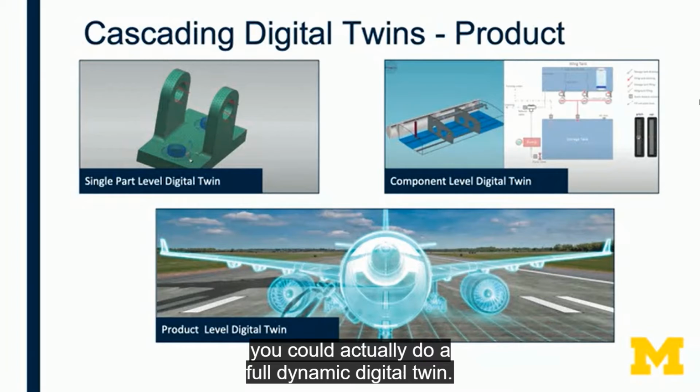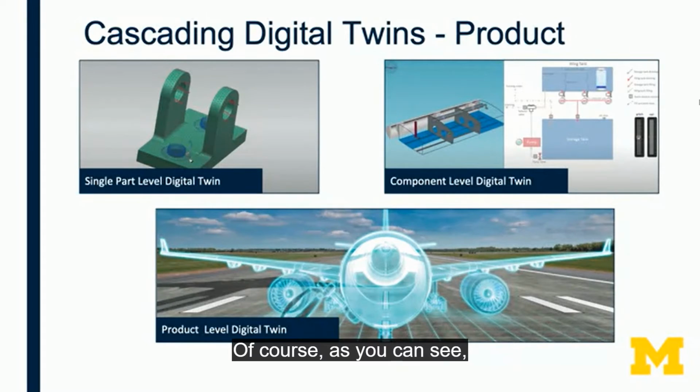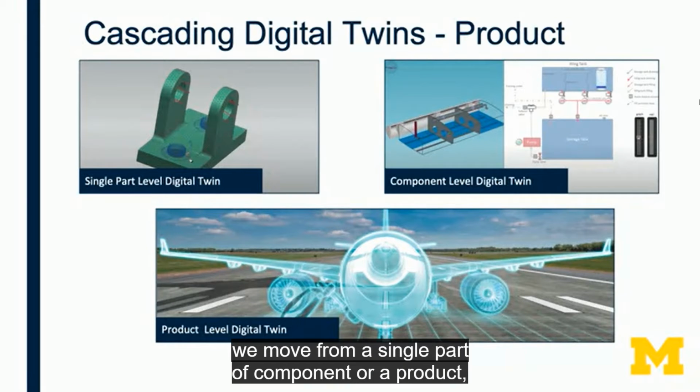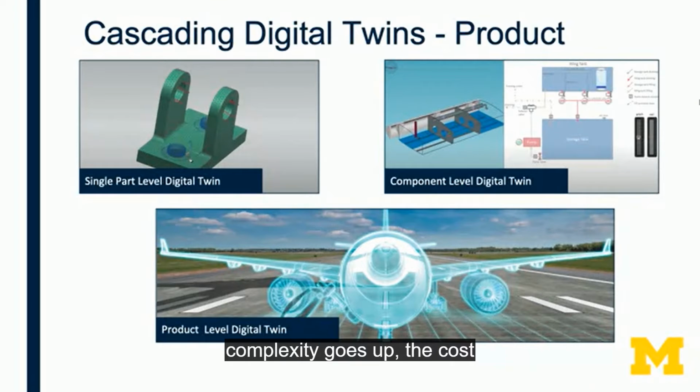You could do a digital twin of a component, which is a collection of parts. Or you could do a digital twin of the entire product. And of course, as you can see, you move from a single part to a component to a product, complexity goes up, the cost of the digital twin also goes up.